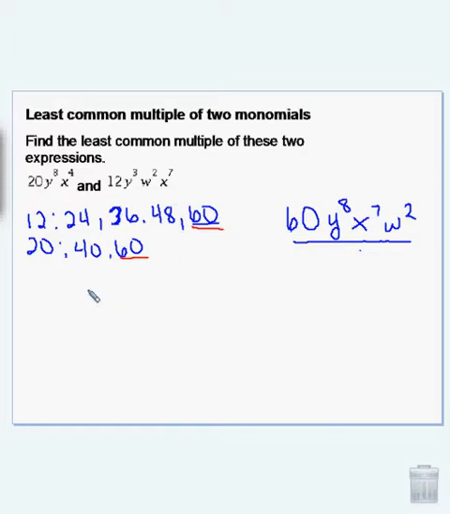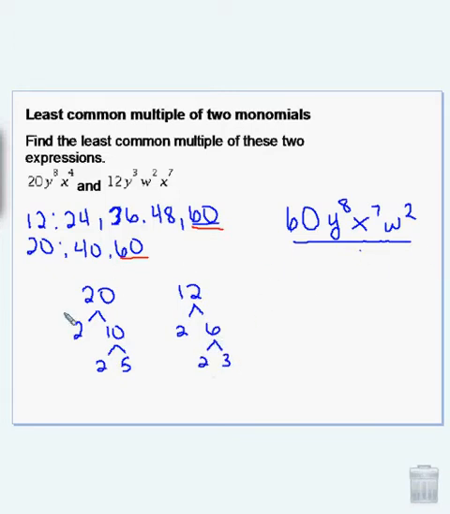Now the second method, we can use a factor tree. This is less cumbersome, especially if you're using large numbers, where it might take a while to find multiples that match if you're listing out multiples. So 20 is 2 times 10, and 10 is 2 times 5. 12 is 2 times 6, and 6 is 2 times 3.